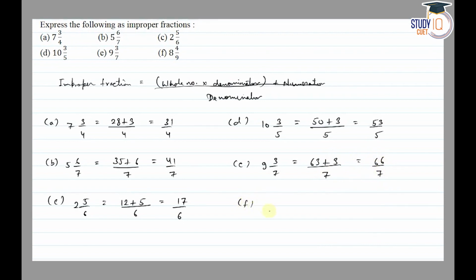And part F is equal to 8:4/9. So whole number into denominator 8 9s are 72 plus numerator 4 upon denominator 9. So the sum will be 76 upon 9. So that's our final answer.